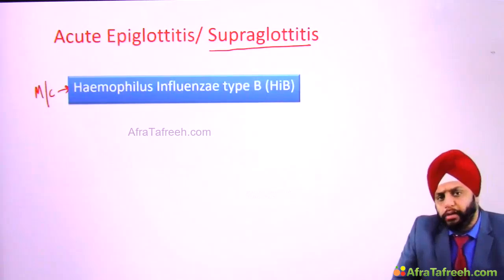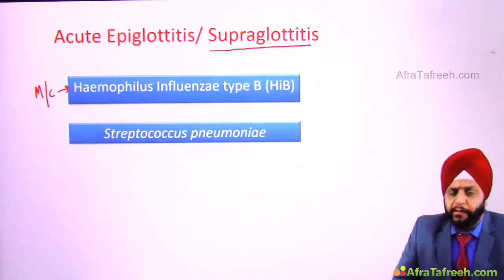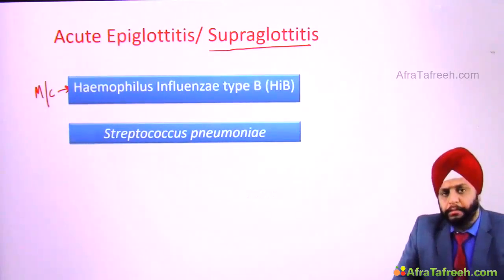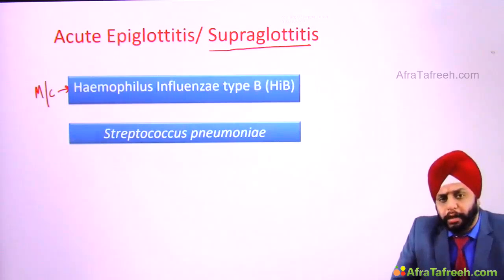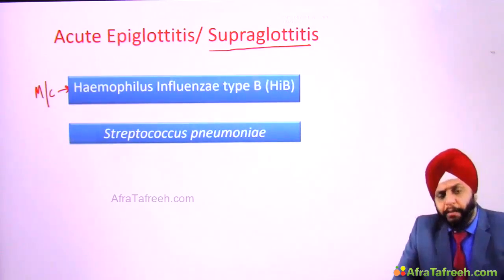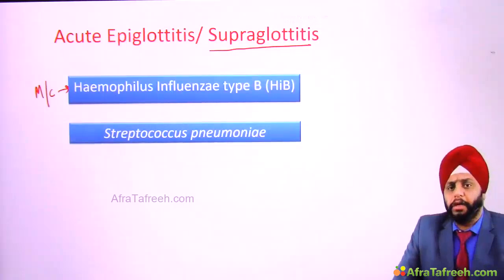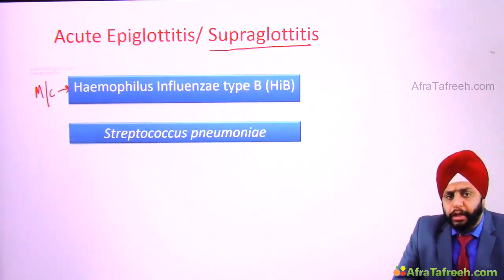Okay, so therefore, in those countries, Streptococcus pneumoniae, also known as pneumococcus, has become the most common causative organism for acute epiglottitis. But you see, developed countries are few. Developing countries or underdeveloped countries are more in number. Developed countries do not have so much of infectious diseases compared to the developing countries. These are the countries which have the major caseload for infectious diseases. Okay, and therefore Streptococcus pneumoniae is not the most common causative organism worldwide.